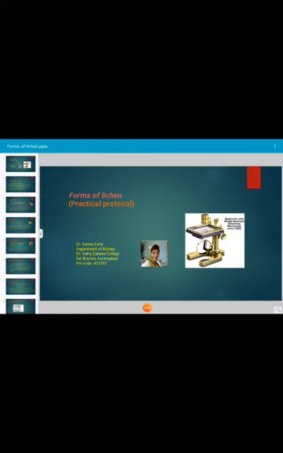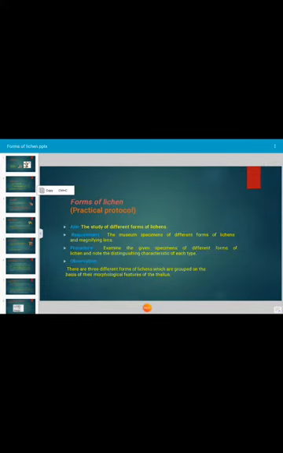Today's topic for discussion is the practical protocols of lichens. Lichens are plants made by the combination of algae and fungus together, and there is a symbiotic relationship between these two organisms. During practical, there are several forms of lichen, and we just have to observe the museum specimens and write all the details of the specific form of lichen.